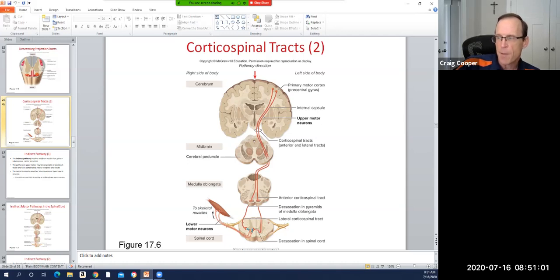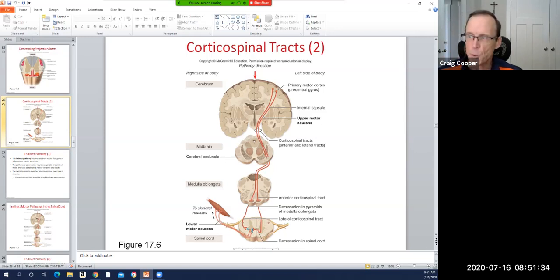But the majority of them are going to cross over at the medulla in those pyramids and then be carried to the anterior horn to control muscle function in either the arms or the legs or the trunk, depending on if it's the anterior corticospinal or the lateral corticospinal pathway. And again, you don't need to keep straight which ones cross over at which level. Just know that they will cross over and decussate at some point along the chain.